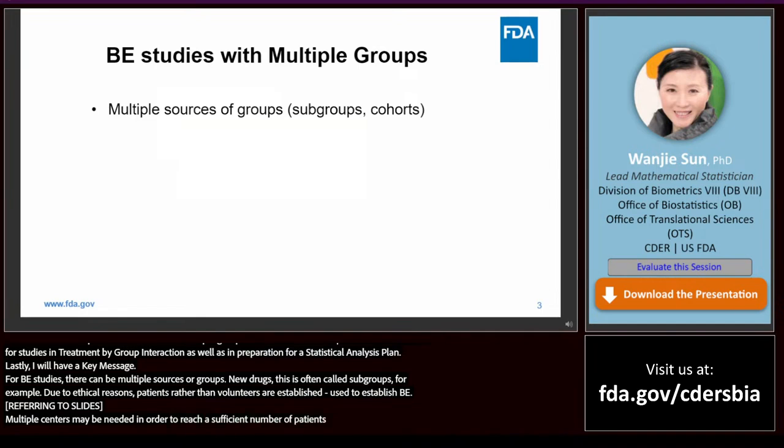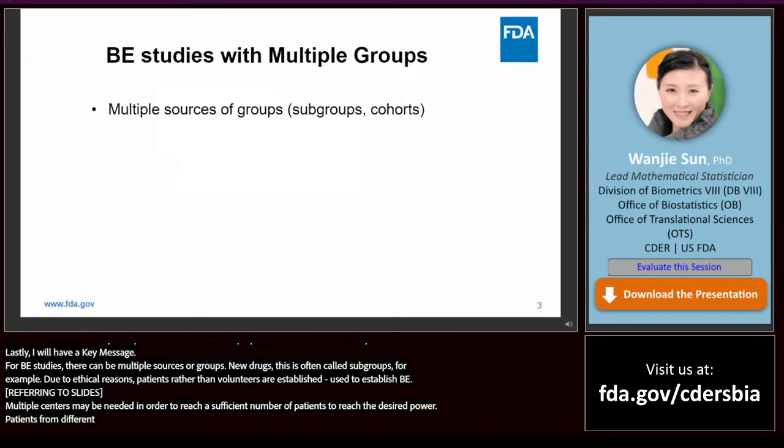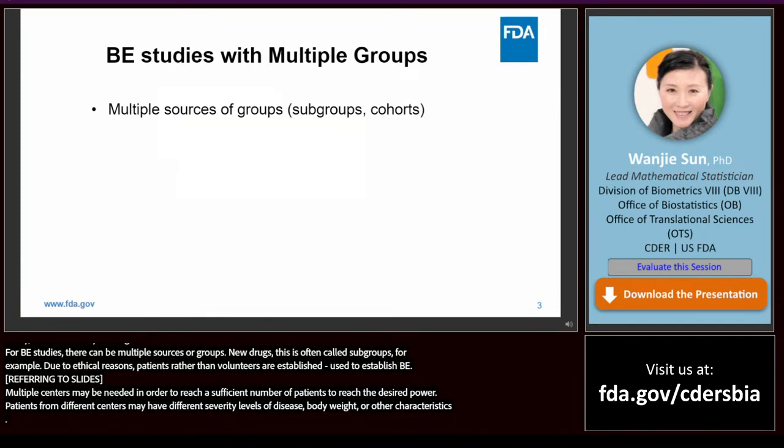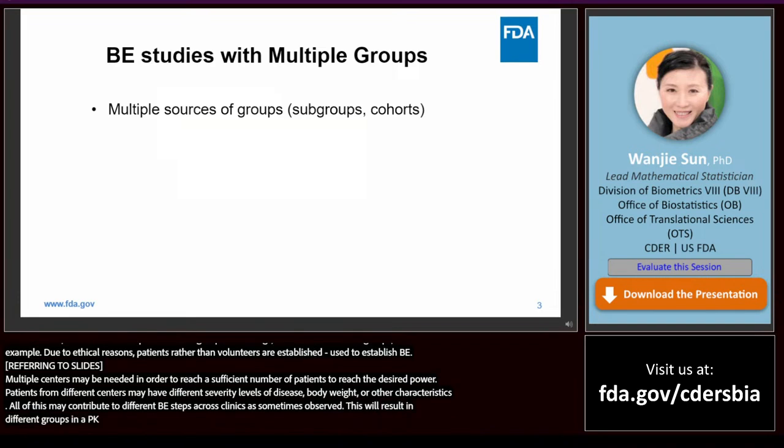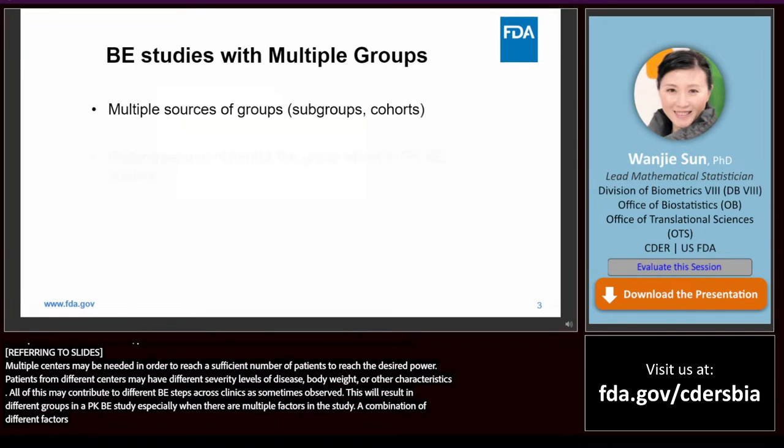Patients from different clinical centers may have different severity levels of disease, body weights, or other characteristics. Different clinical centers may have different study conduct. All of this may contribute to different bioequivalence effects across clinics as sometimes observed. This will constitute different groups in a PK bioequivalence study. Especially when there are multiple factors in the study, a combination of different factors may complicate the designation of group.